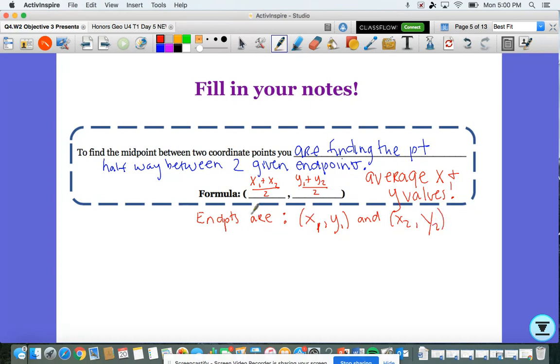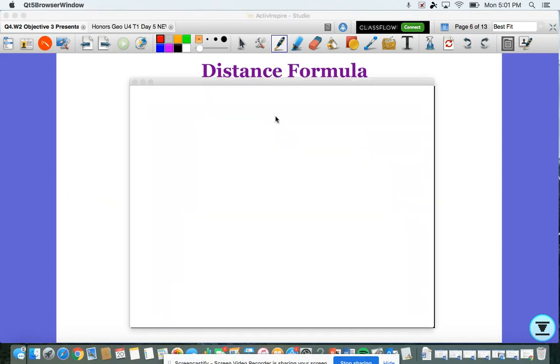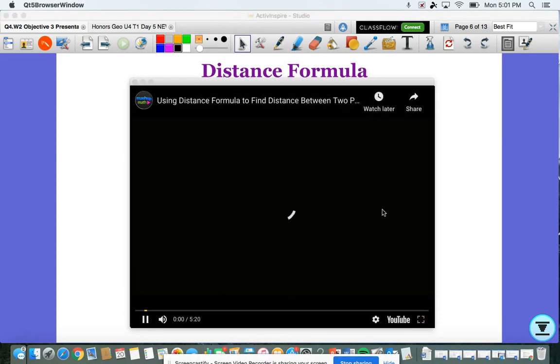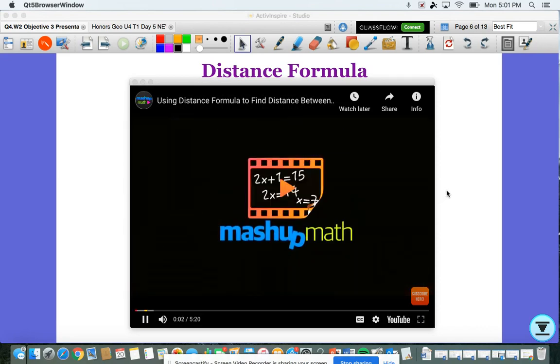So before I do any examples, I want to do distance formula as well so that we can kind of put it all together. So we're going to watch another video by the same guy, I like him, about distance formula. So this will be a few minutes as well.